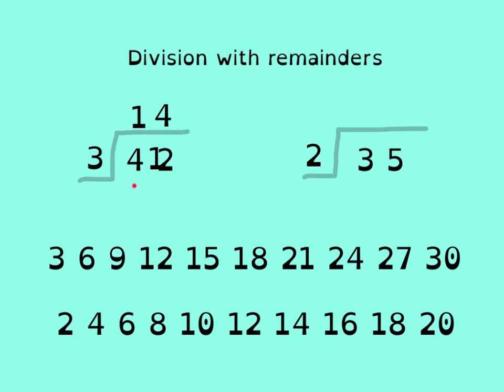So you split the 42 into tens and units. You divide the tens first, and if there's anything to carry, you add it onto the units, and then you divide the units by the divisor.